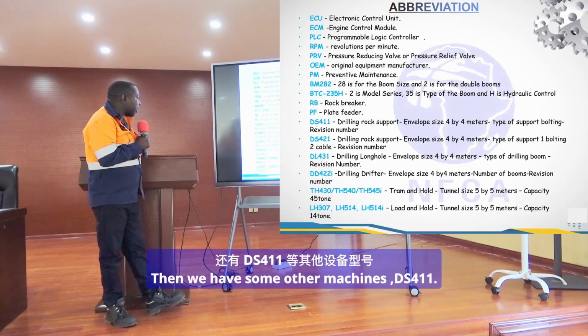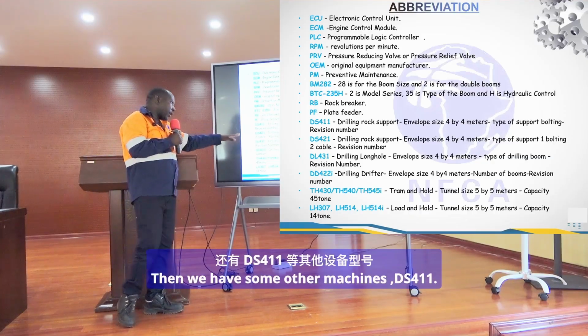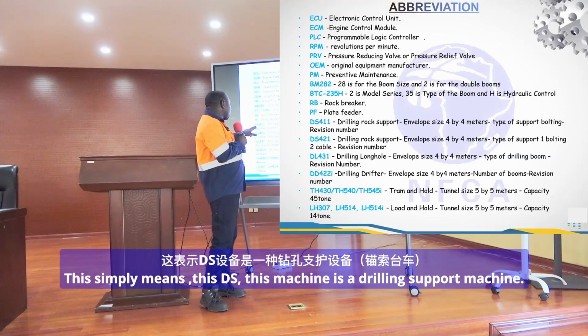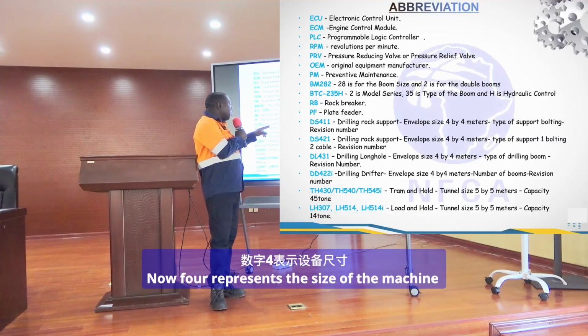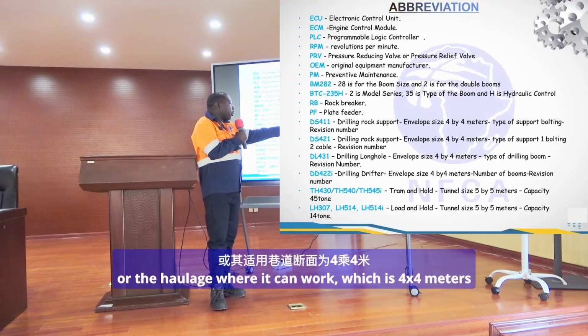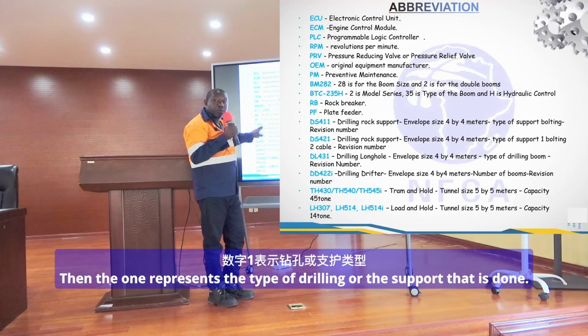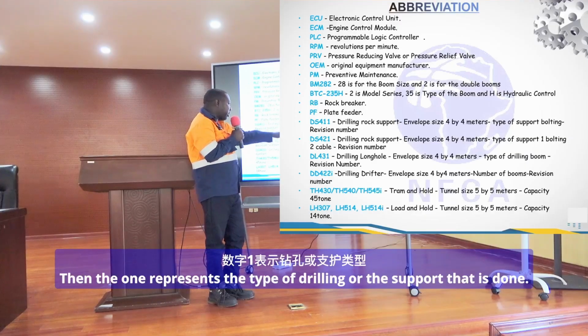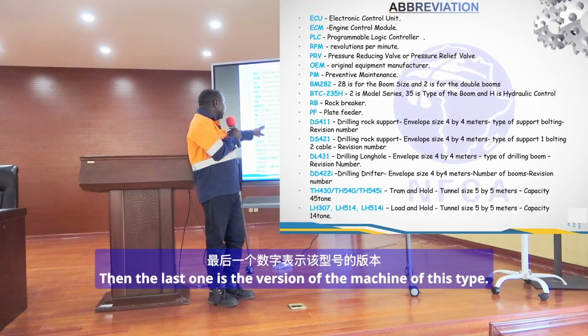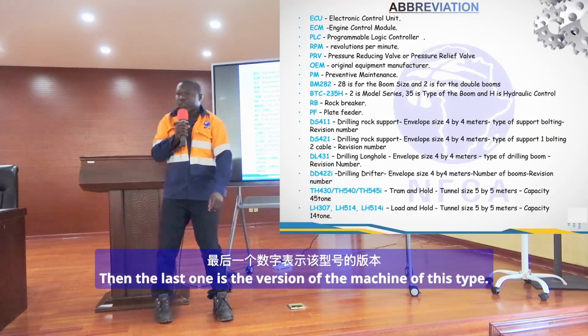Then we have some other machines, DS411. This simply means this machine is a drilling support machine. Now 4 represents the size of the machine or the haulage where it can work, which is 4 by 4 meters. Then the 1 represents the type of drilling or the support that is done. Then the last one is the version of the machine of this type.